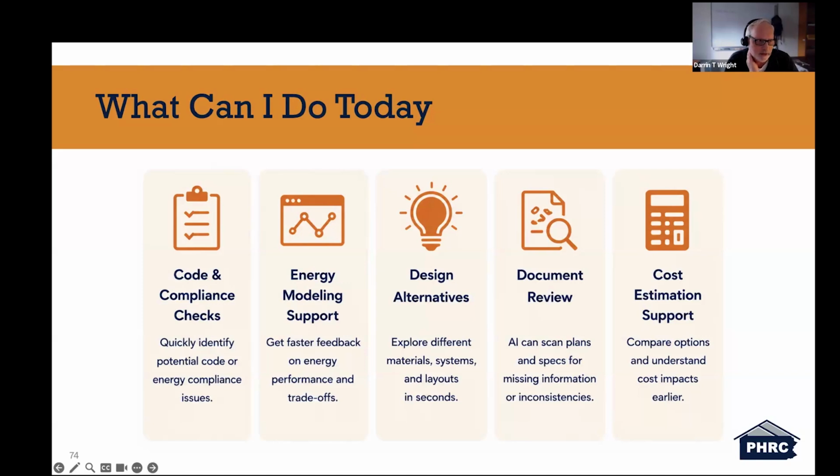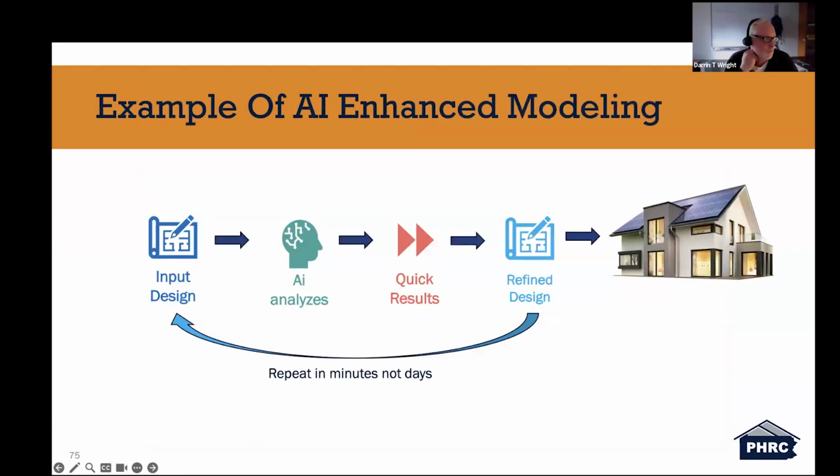And cost estimation support: compare options and understand cost impacts earlier. Here's just an example of modeling. You put your design in, AI analyzes it, and it gives you quick results. Then you have a refined design. You can repeat this loop as many times as you feel you need until you get what you need out of this. And then you move forward with, hopefully, a final complete design.